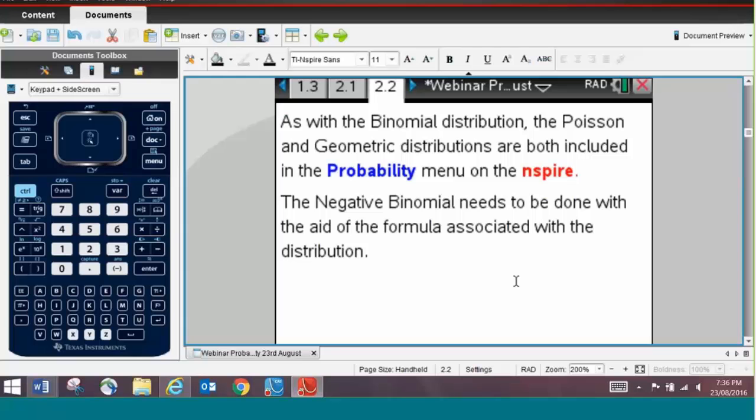So as with the binomial distribution, which Jen has shown us quite a few things, the Poisson and the geometric distributions are both included within the probability menu on the Nspire calculator. However, the negative binomial needs to be done with the aid of the formula associated with that distribution. And that's located in the formula booklet for high level.